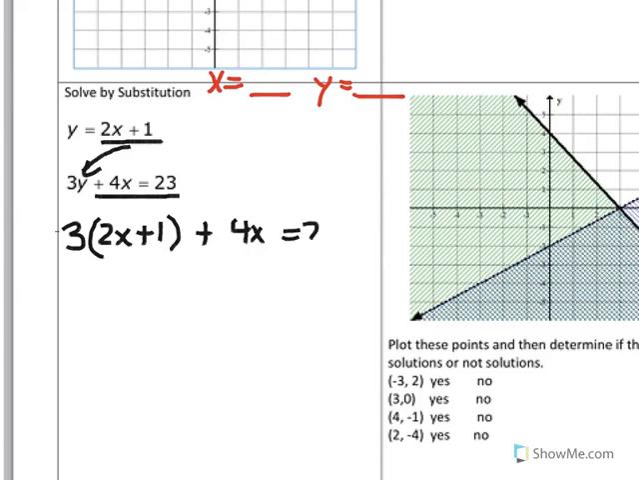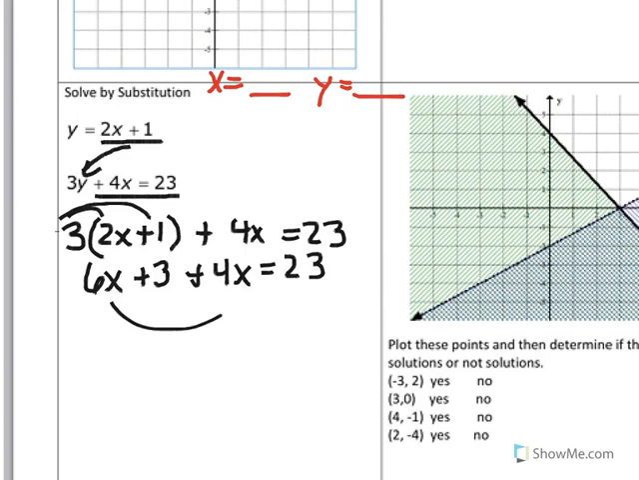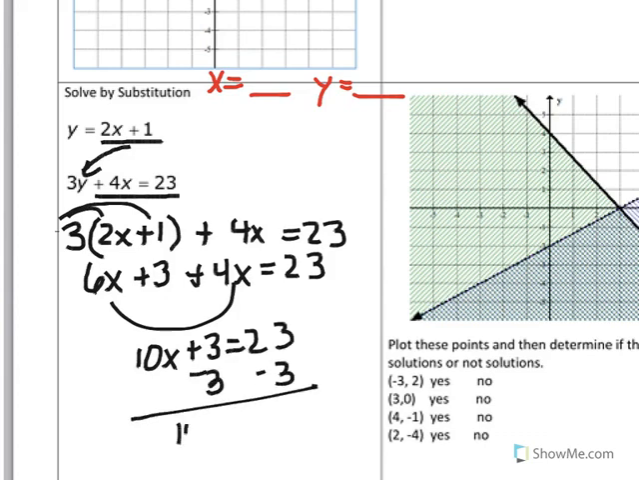Plus 4x equals 20. Let's distribute, and we get 6x plus 3 plus 4x equals 23. Combine like terms over here. We have 10x plus 3 equals 23. I'm going to subtract 3. So 10x equals 20. And divide by 10, and x equals 2.